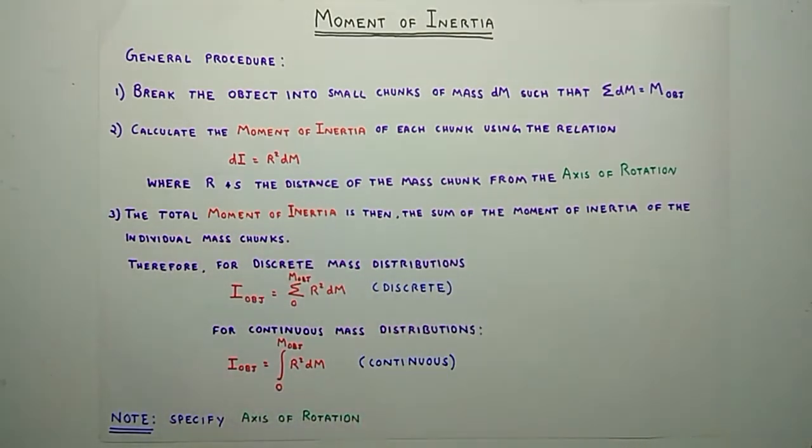of individual mass chunks. So for discrete mass distributions, the total moment of inertia is equal to the summation from 0 to the mass of the object of r squared dm, and for continuous mass distribution we can replace the summation by an integral, and the total moment of inertia of the object is equal to the integral from 0 to the mass of the object of r squared dm. Note that in order to compute this summation or integral, it is important to specify the axis of rotation. If you choose a different axis of rotation, the moment of inertia about that axis may be different.